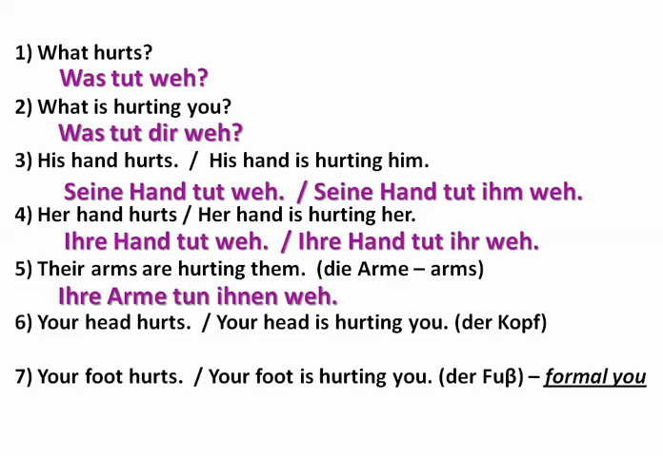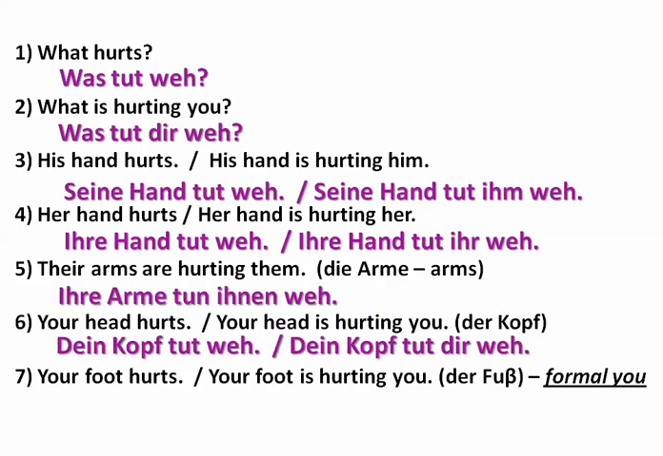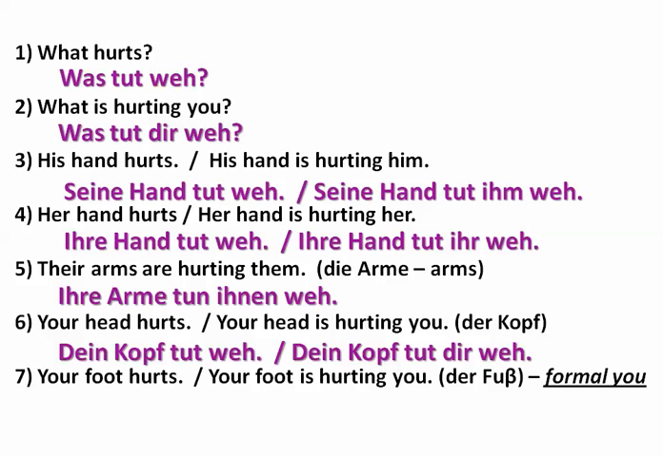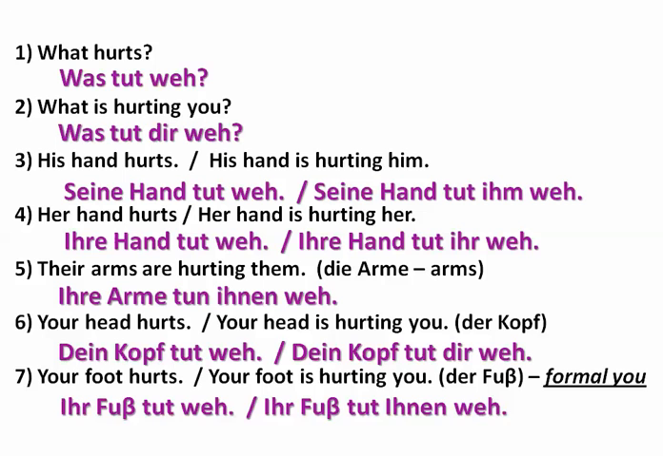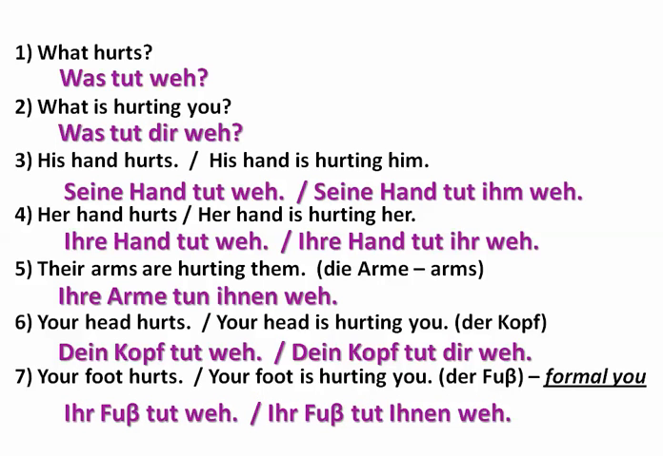By the way, in German, when a noun becomes plural, it is always a D word, regardless of what it started off as. For example, der Arm, die Arme. Okay, your head hurts. Dein Kopf tut weh. Or if we want to emphasize it's hurting you, dein Kopf tut dir weh. Okay. And ihr Fuß, if we're using the polite you, ihr Fuß tut weh. Ihr Fuß tut ihnen weh. Your foot is hurting you.